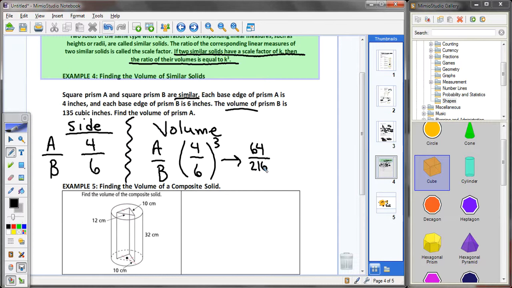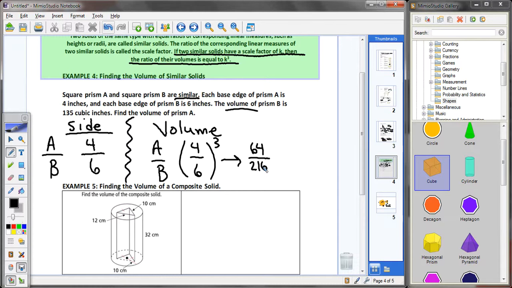Okay, what this means is this. If the side ratios are 4 to 6, right here, meaning all sides of the cube in the small one are 4 and all sides are 6, that means then, in the small cube, for every 64 cubes I put in the small cube, how many cubes should I be putting in the big cube?